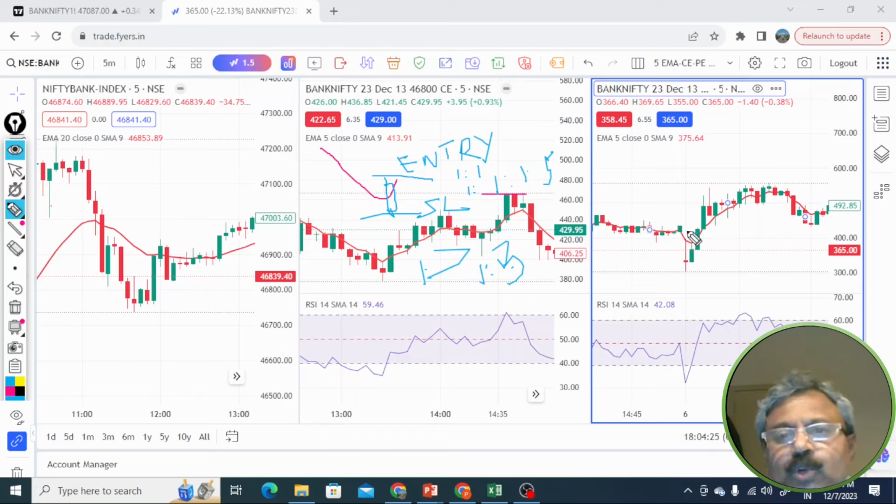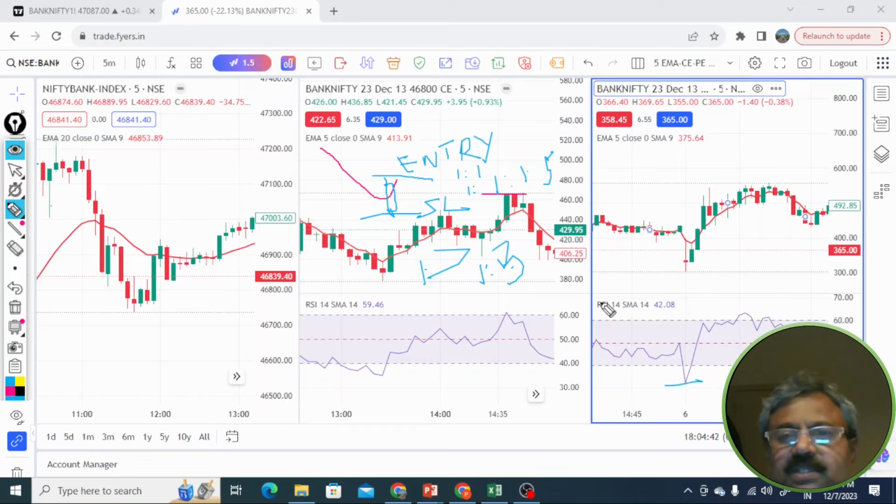Same way with put options also. See, after a downtrend here, there is a trend reversal, and even in the RSI you are seeing a divergence here. So when you get this confluence of two indicators, it gives a better result.